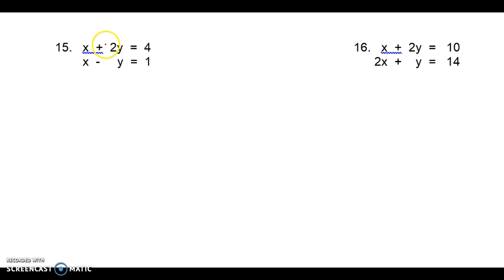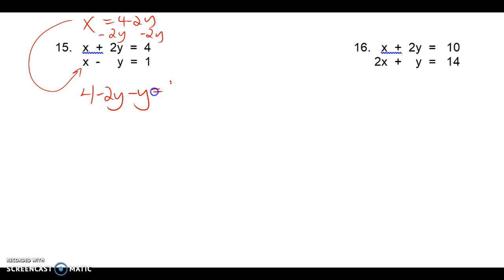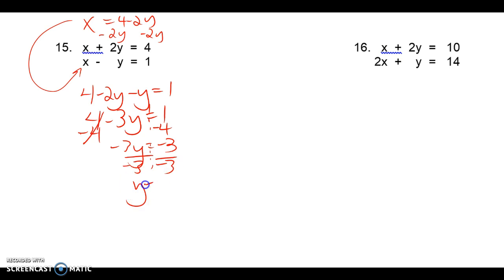All right, the last two here. I will use substitution. So if I subtract 2y, I get x equals 4 minus 2y, and I will put that here. 4 minus 2y minus y equals 1. Simplify this left-hand side. 4 minus 3y equals 1. Subtract 4, I can do it on both sides of the equal sign. Negative 3y equals negative 3. Divide by negative 3. y equals negative 1.